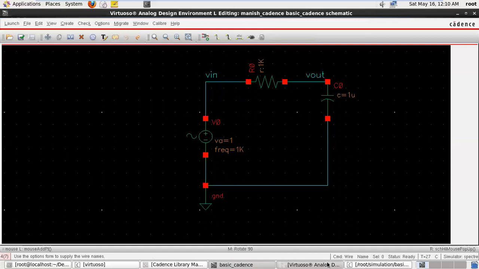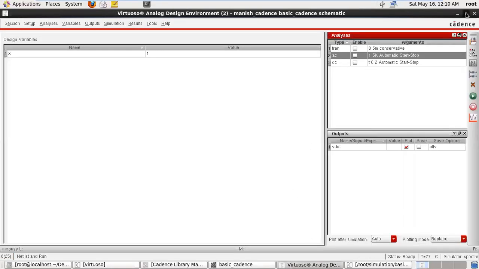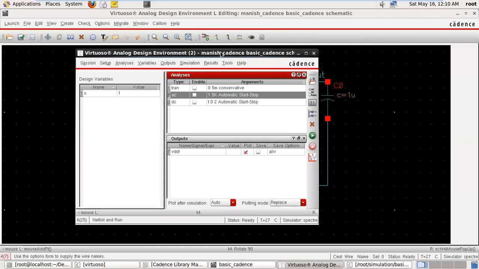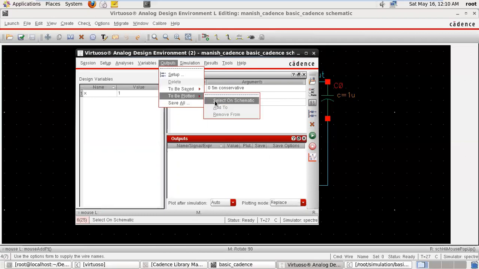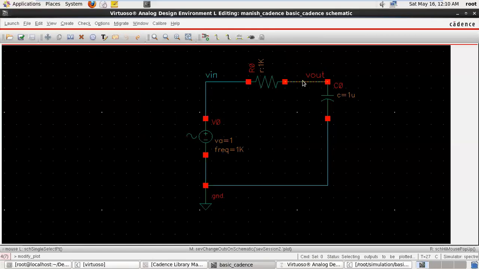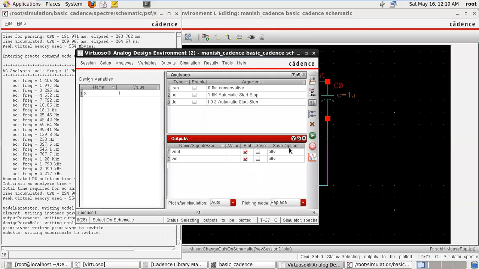Now again go to the ADE. So that is my ADE window. Transient again, so transient 0.5 millisecond, no problem. Frequency range okay, DC and AC. So just now we are deleting this. Okay, outputs to be plotted: select on the schematic, Vout and Vin. Okay, that is my window. Now just run the simulation and see what happened.